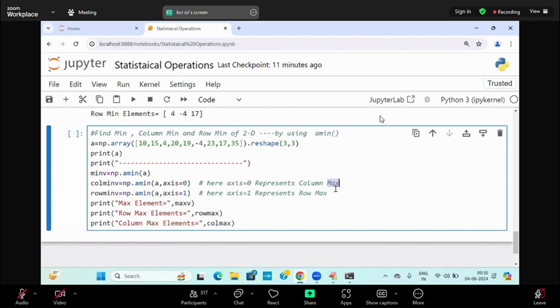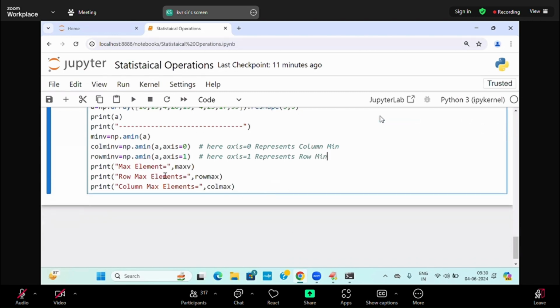So finding column min. Next is what? Row min. So print this now, students. Min of min element. What is this now? Min v. And what is this next? Row min. Row min elements. This is called row min. And the next column min. Column min. And this is column min, and min v, row min v, and then column min v.